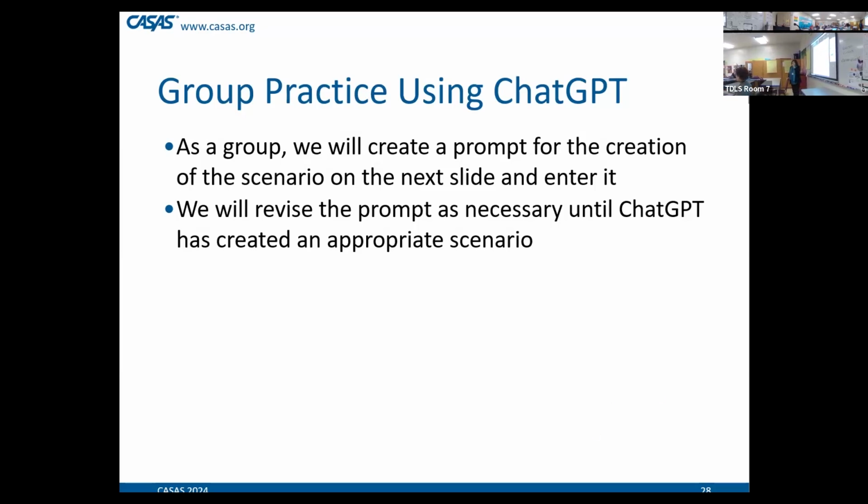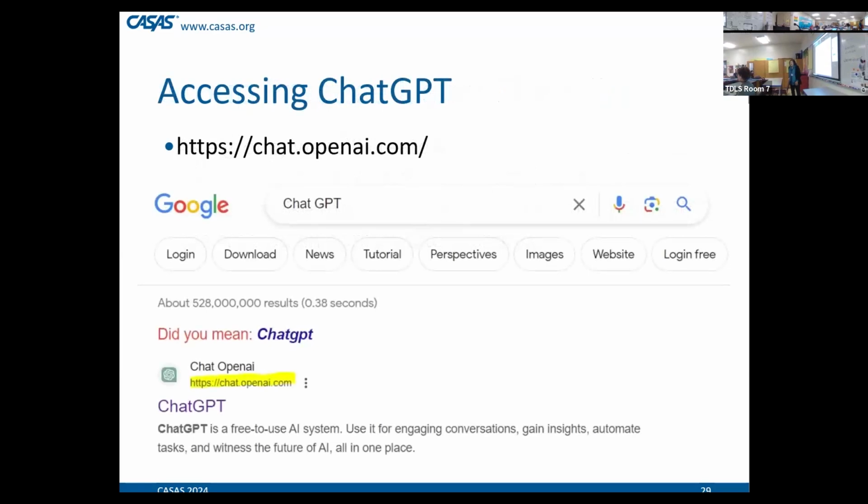And so Portia's gonna be our first, and you need to sign into ChatGPT. Can you take a look? Okay, so here's how you access it. You can just Google ChatGPT and it'll come up, but the actual link is chat.openai.com.